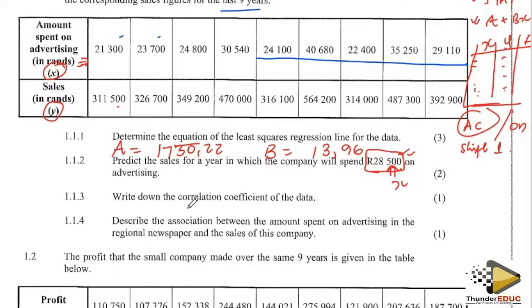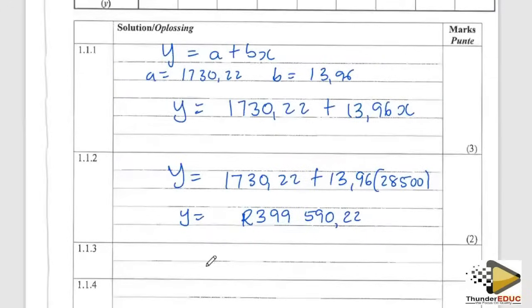1.1.3, write down the correlation coefficient of the data. So when you press Shift and 1, you go back to the steps that we used, and then you look for the R. And then you press the equal sign after pressing the number that corresponds with R, whether it's a 1, 2, or 3, depending on the calculator type that you are using. So from my calculator, I'm getting R to be 0.98002, but 2 decimals, remember.